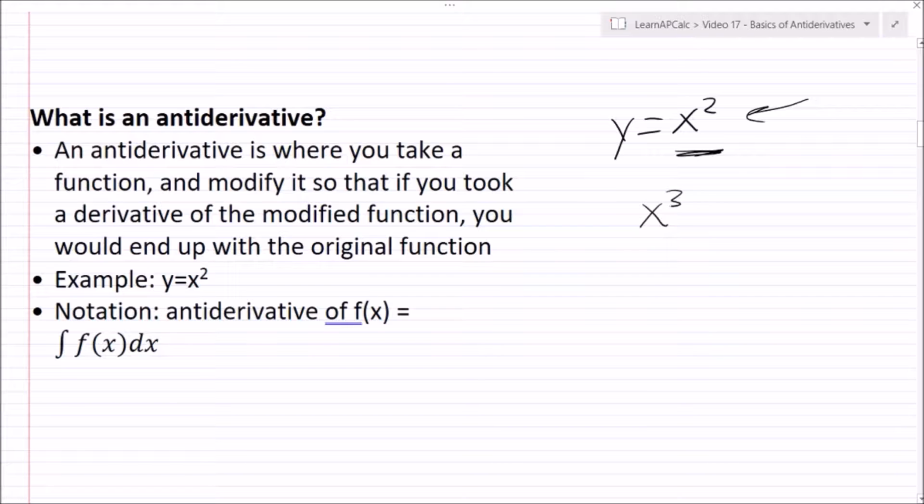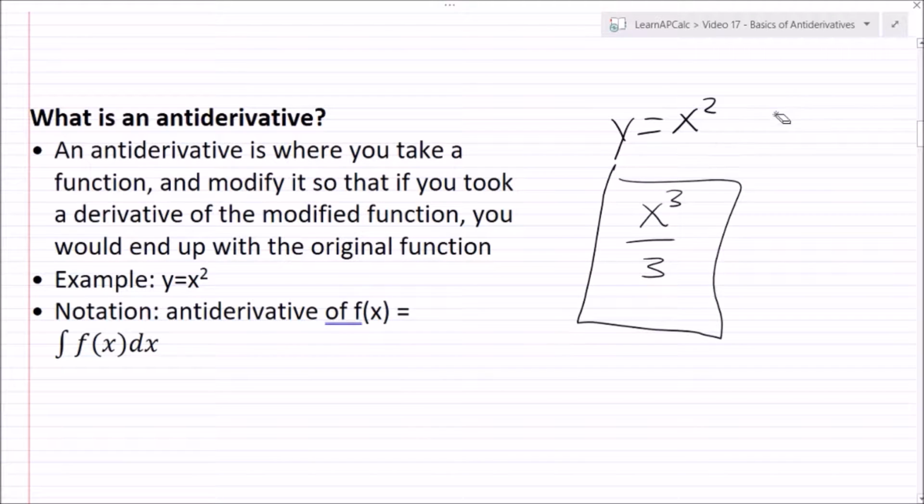So knowing the power rule, I'll try x cubed. If we take the derivative of this we get 3x squared. Pretty close, but not quite. But if I do x cubed over 3, now I do the power rule, I get x squared when I take the derivative. So therefore, x cubed over 3 is the antiderivative of y equals x squared, because when I take the derivative of this, I get this.